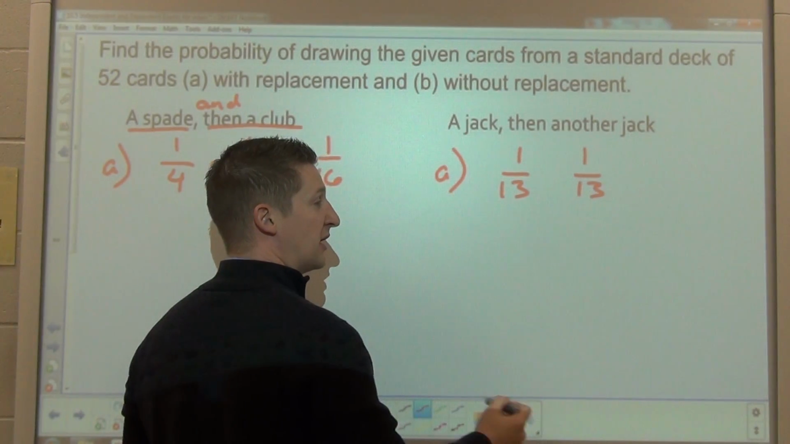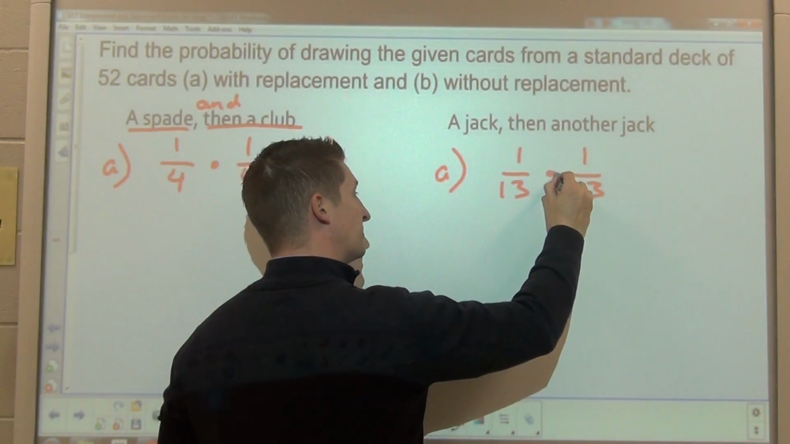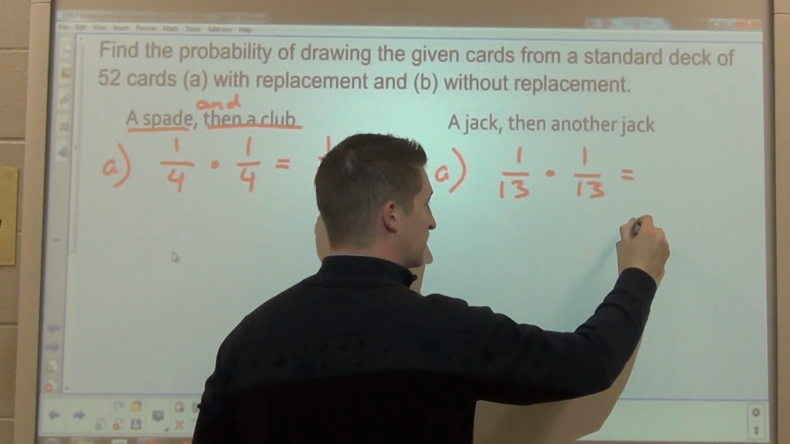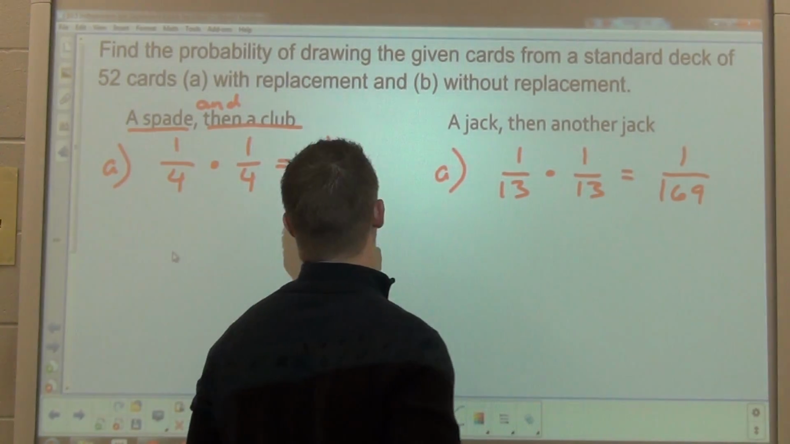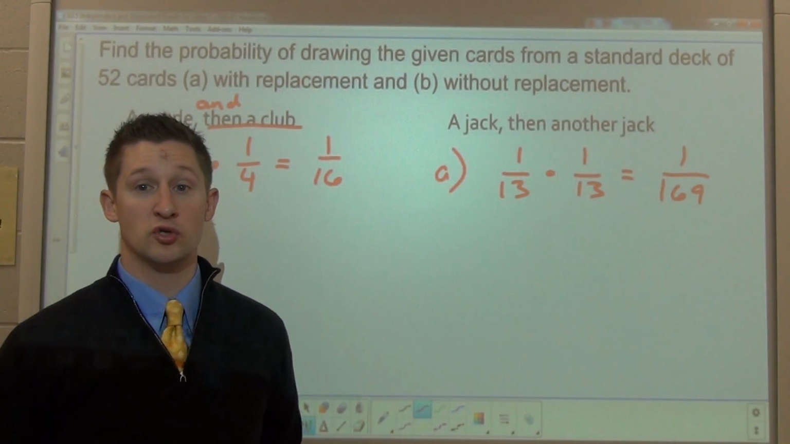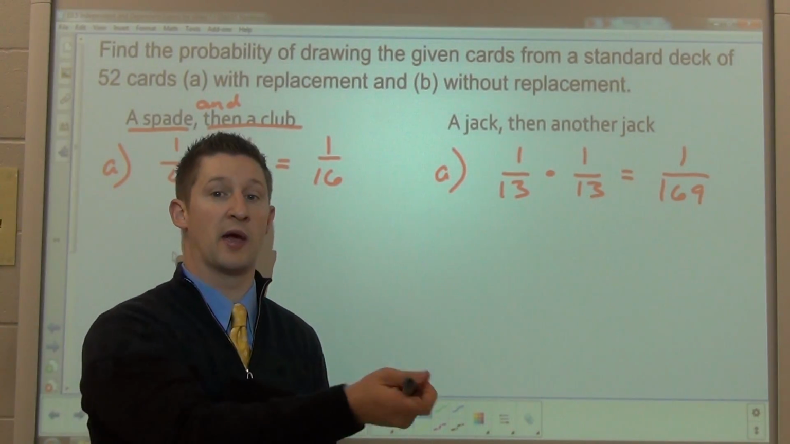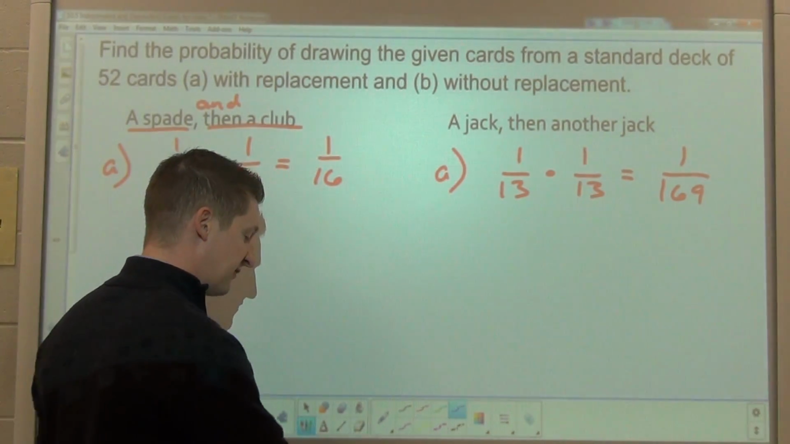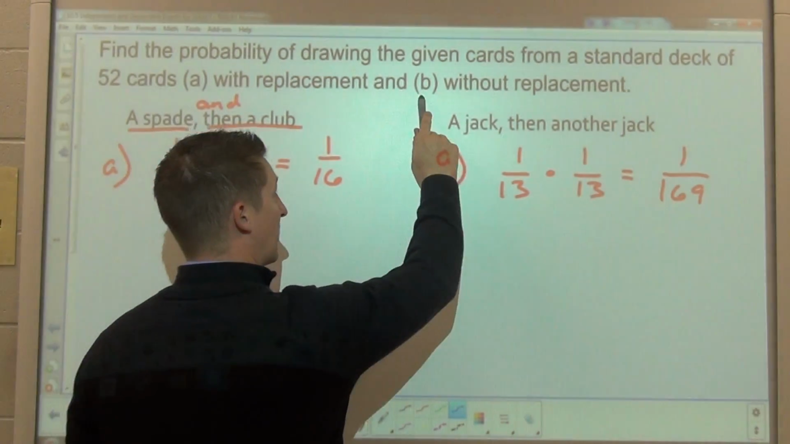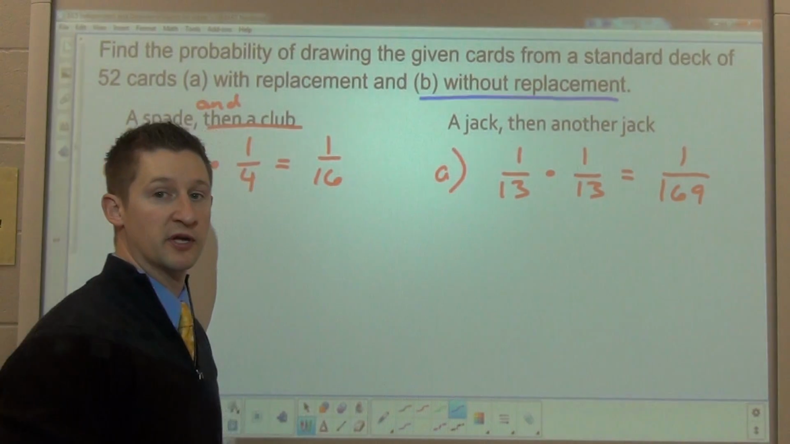Now, these being independent events, I multiply the two of them together. 1/13 times 1/13 is going to be 1 out of 169. Here's my probability of drawing 2 jacks. If I draw a jack, put it back, and try to draw another jack. Now, I want you to notice what happens differently when I work with the second option, which is without replacement.